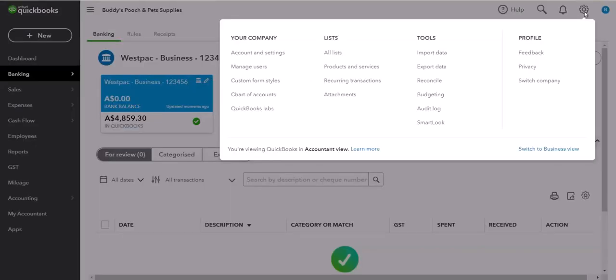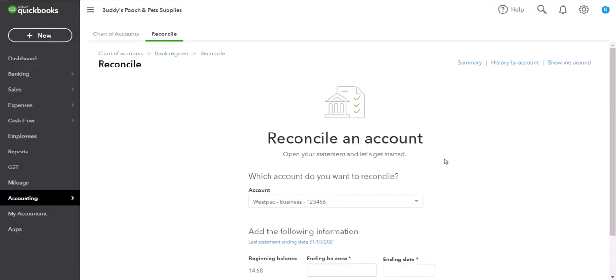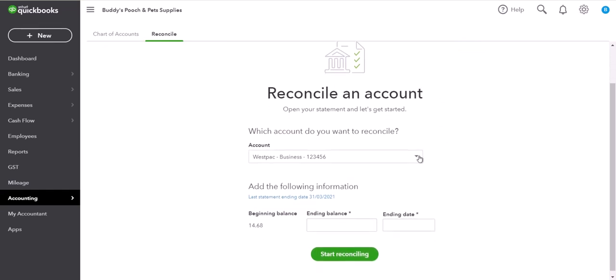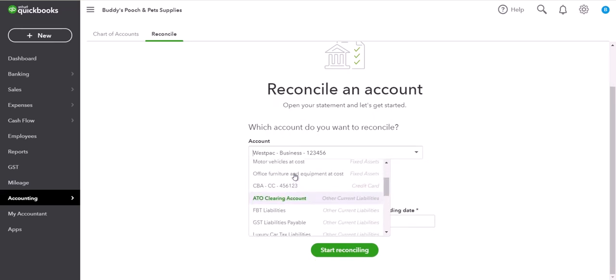So from the cogs wheel, which is our administration area, under tools, let's click on reconcile. When you're in the reconcile an account screen, you have the choice of reconciling any bank account or credit card, or if you have loan accounts. So please don't forget, if you've got a loan account from the bank, you'll have interest that you need to add into your account. Those we don't actually do through a bank feed. Those we actually process manually.